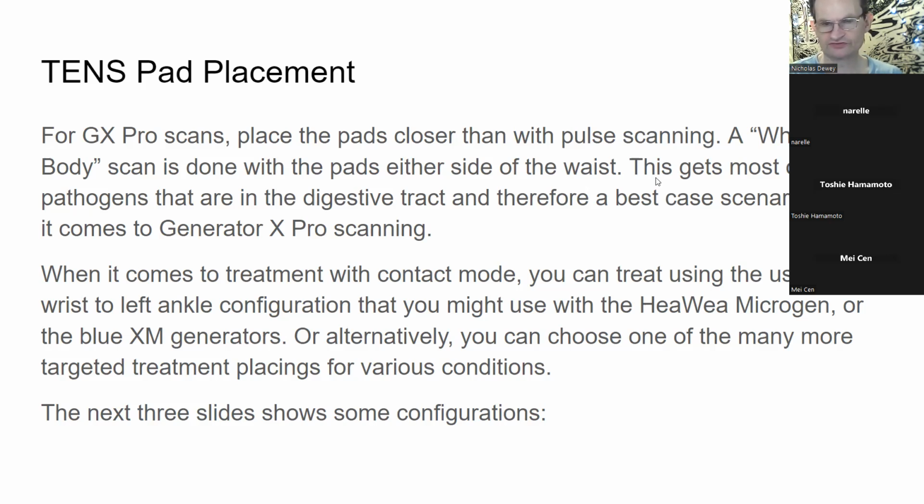Now, that's for taking the results of the biofeedback. When running the results, you want to go for the whole body configuration again. That's right wrist, left ankle with your TENS pads.